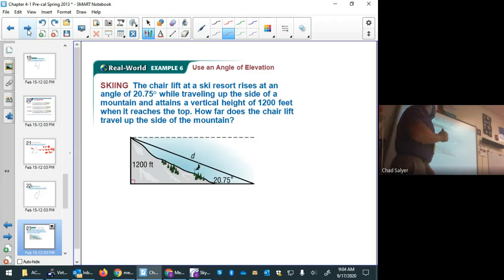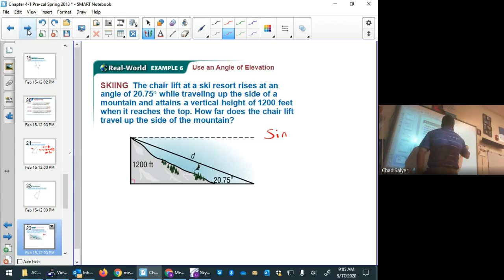It's pretty hilarious. Okay, well, anyway, this chairlift is at a ski resort, and it rises at an angle of 20.75 degrees while traveling up the side of a mountain and attains a vertical height of 1,200 feet when it reaches the top. How far does it travel? In other words, what is the d? So we've got the opposite and the hypotenuse. We want the sine here.